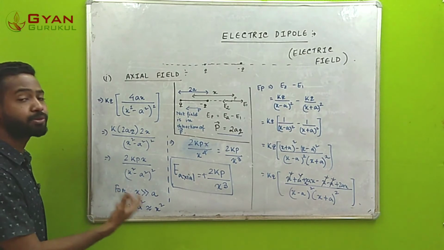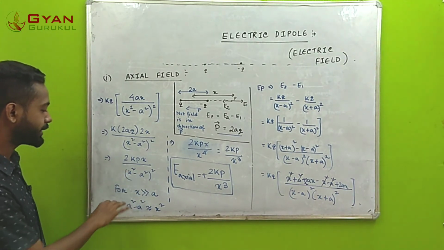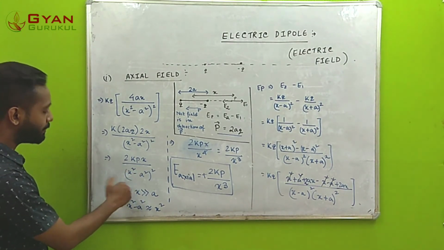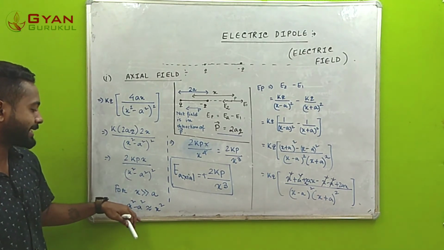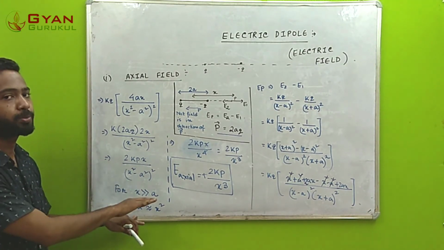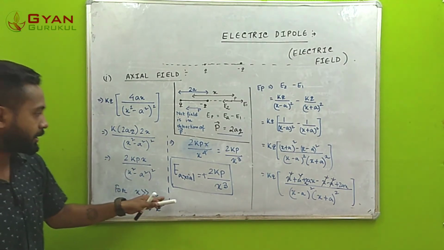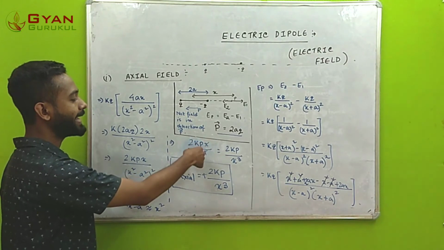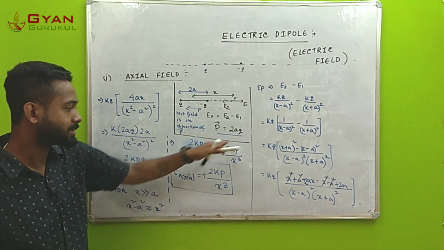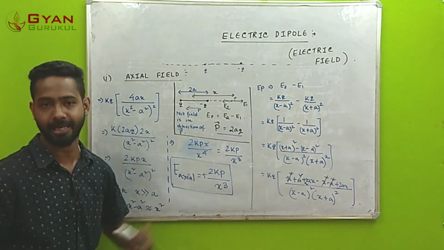Now, taking an assumption into consideration, if I consider x to be much bigger than a distance-wise, then x square minus a square can be almost considered to be x square. Taking that into consideration again, the expression would turn out to be 2kpx by x to the power four, cancelling one x, it would come out to be 2kp by x cube.